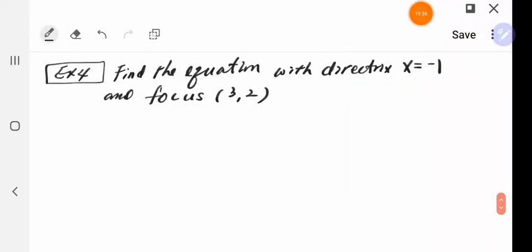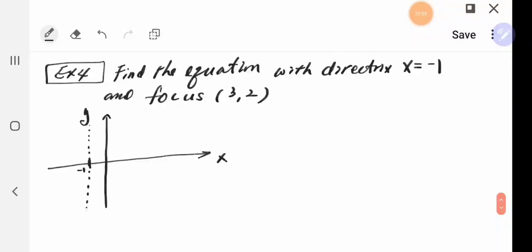Example 4. The directrix and the focus are given, so let's find the equation of the parabola. Let's graph this one first so that we can understand easily. X-axis, y-axis. The directrix is x equals negative 1, a vertical line. So this is the directrix. And the focus is 3 and 2: 1, 2, 3, x is 3, y is 2. So this is the focus.